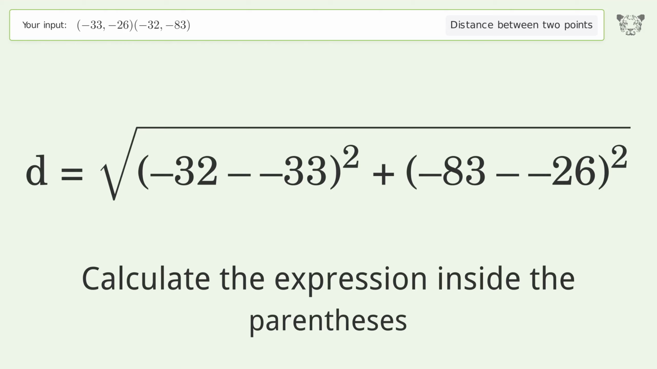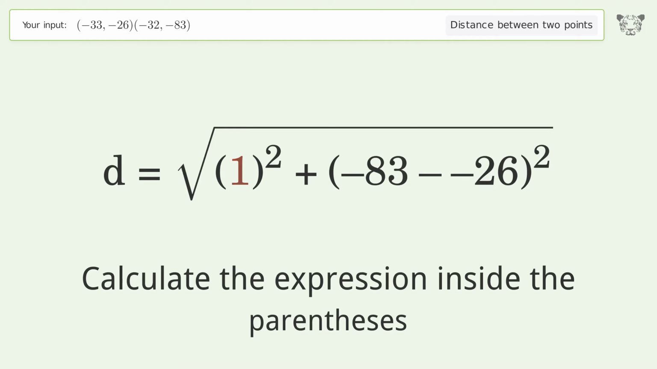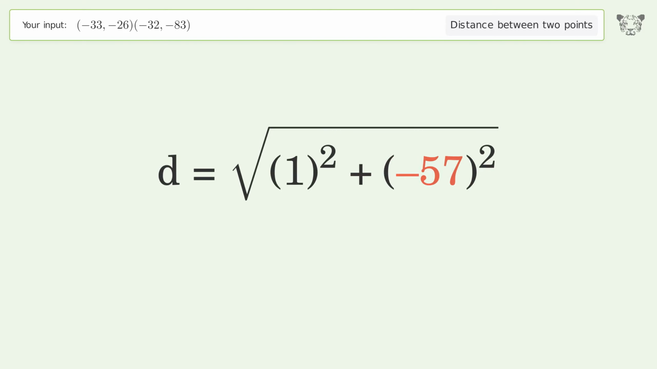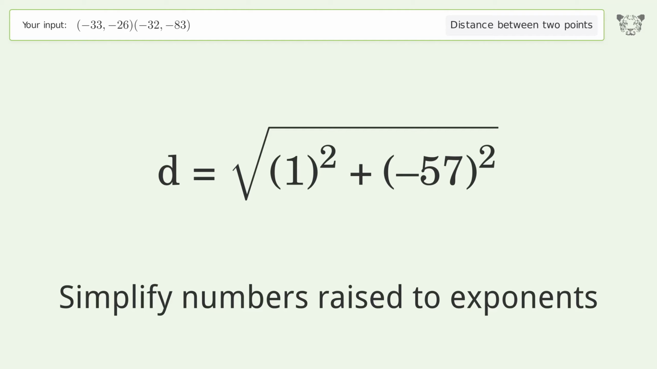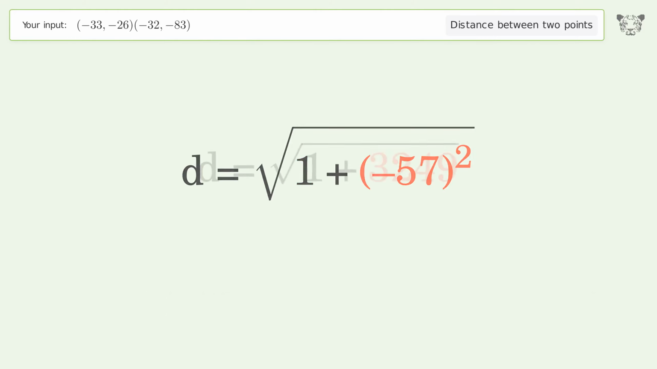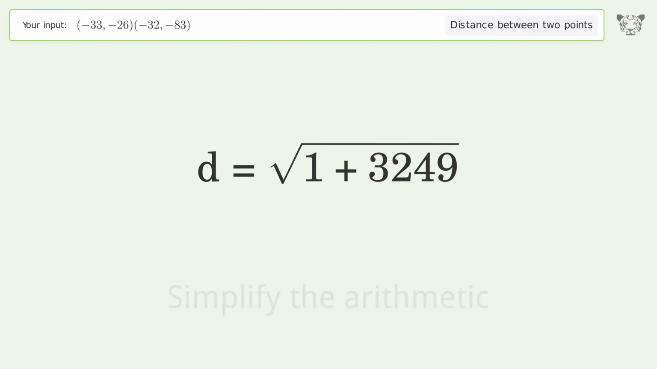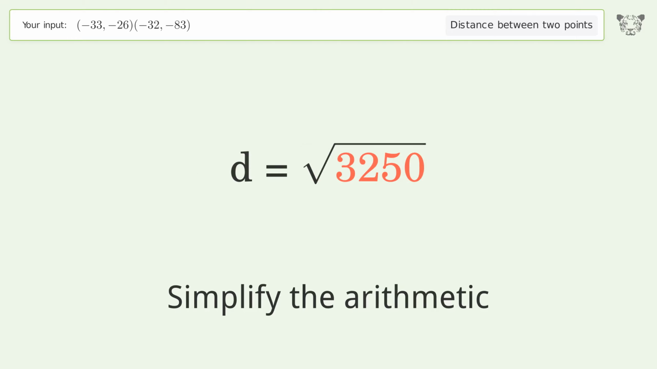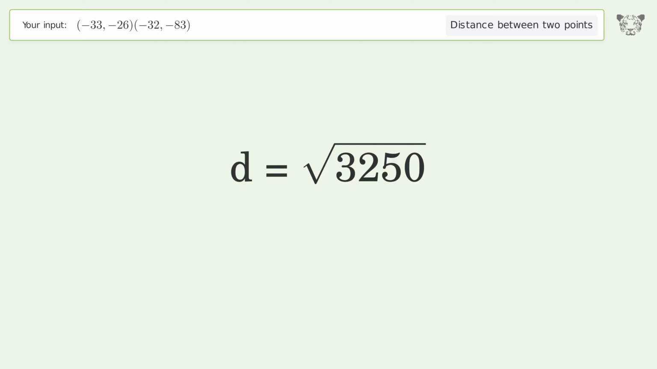Calculate the expression inside the parentheses. Simplify numbers raised to exponents. Simplify the arithmetic. And so the distance between the 2 points is the square root of 3,250, or 57.009.